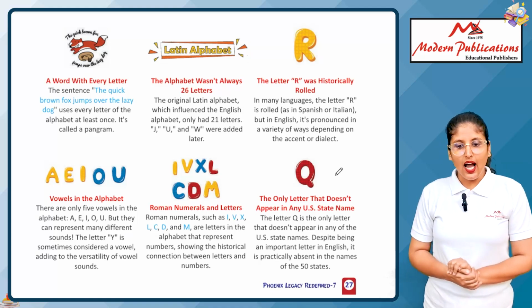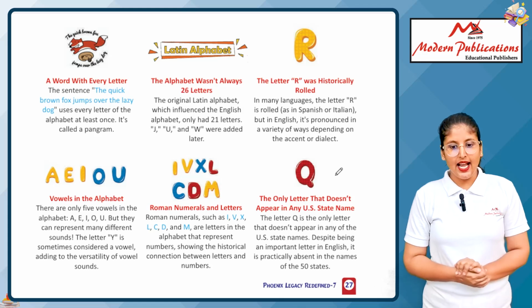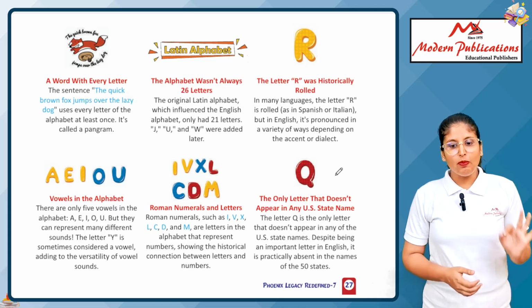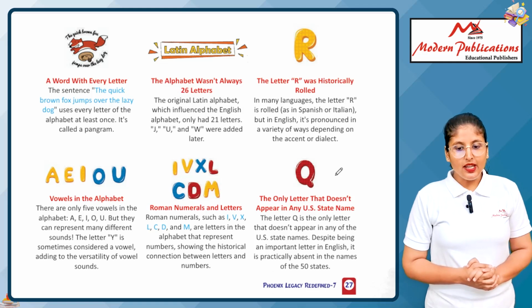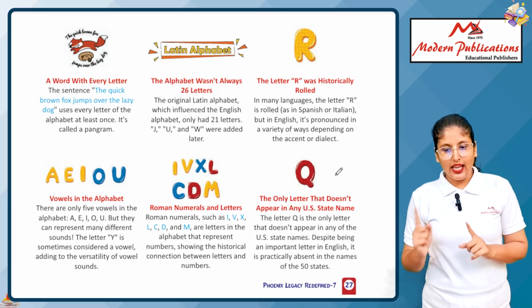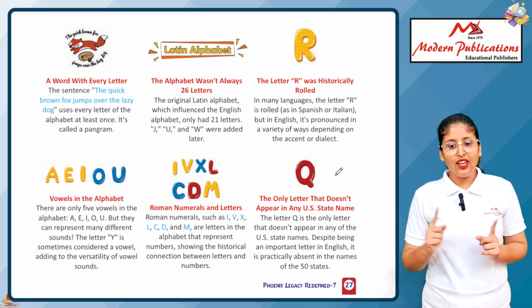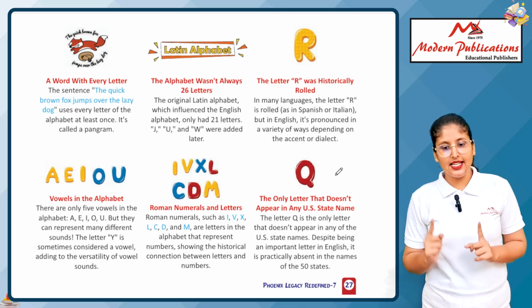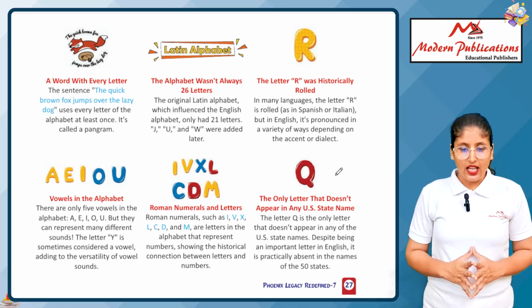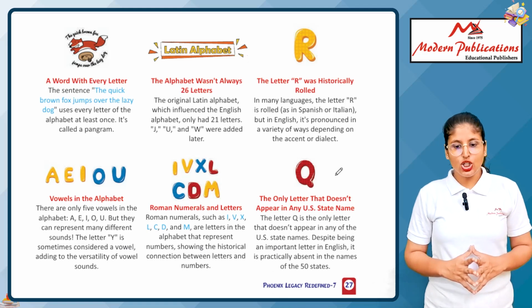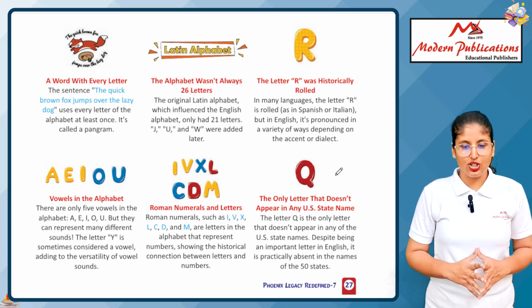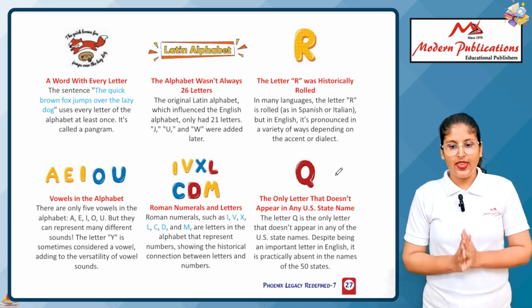Next one, I, V, X, L, C, D, M. Roman numerals and letters. Roman numerals such as I, V, X, L, C, D, M are letters in the English alphabet that represent numbers, showing the historical connection between letters and numbers.